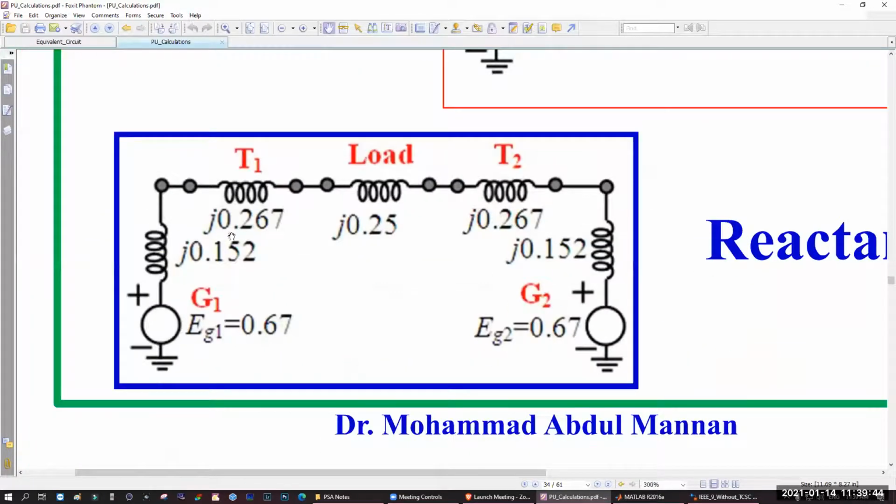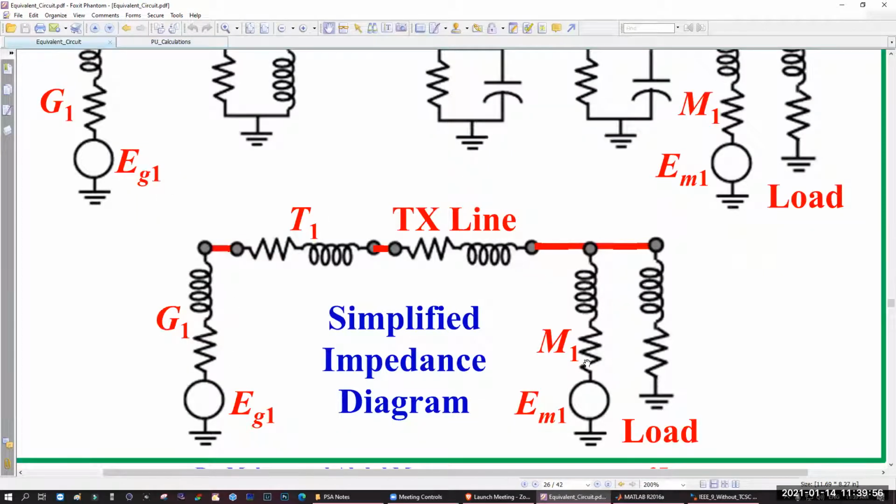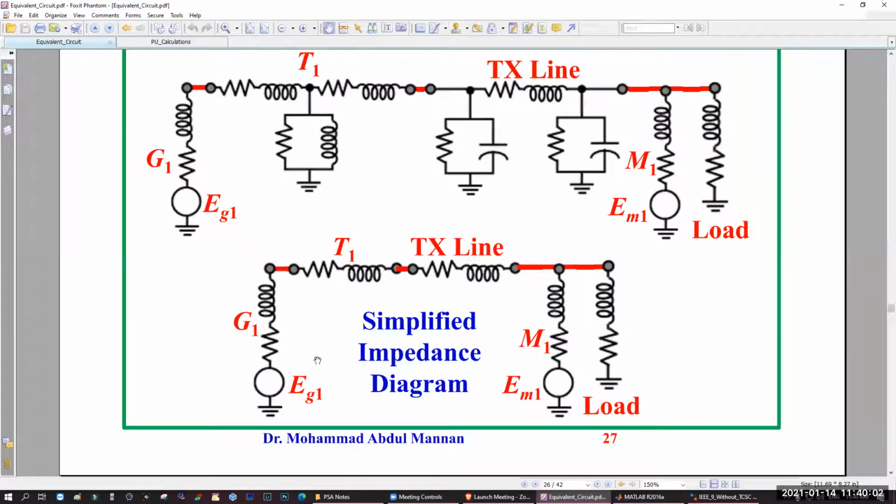Here, can you see some values? Can you see the values? Hello? Yes, sir. Okay. At first, you do not have to worry about value. The value will be added after this lecture, okay? So right now, no value. So this is your simplified impedance diagram.